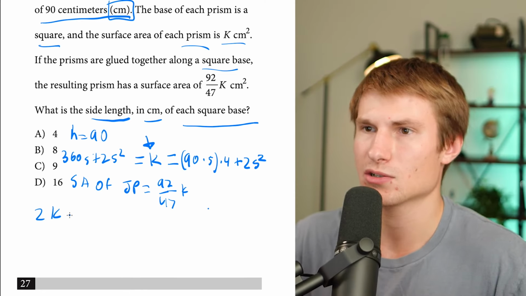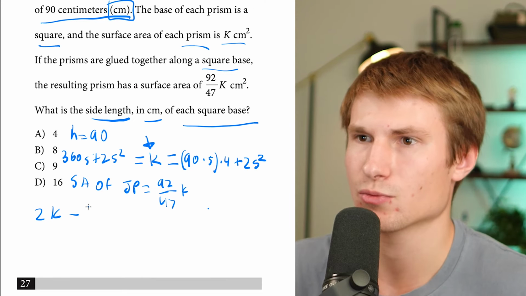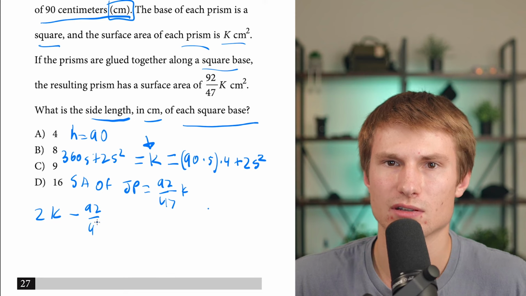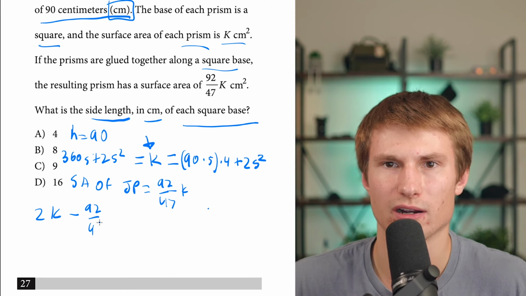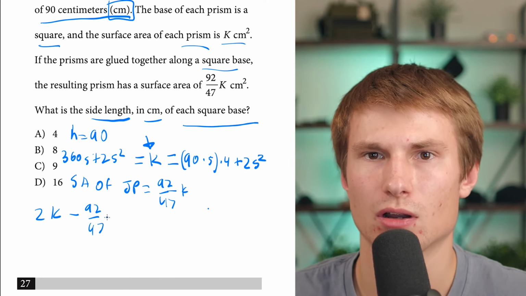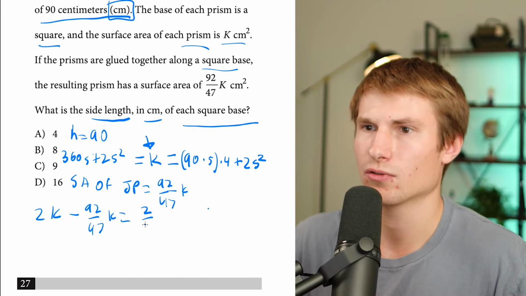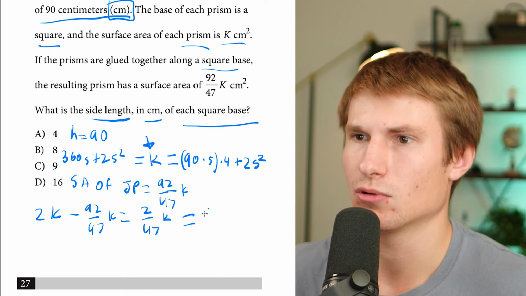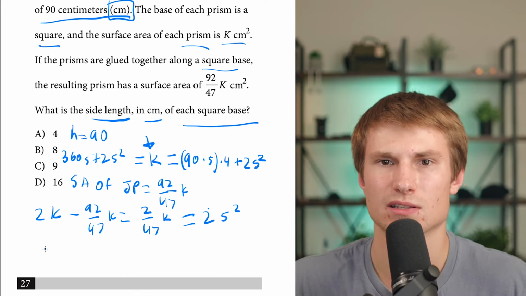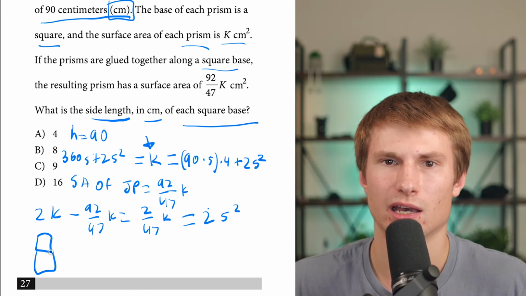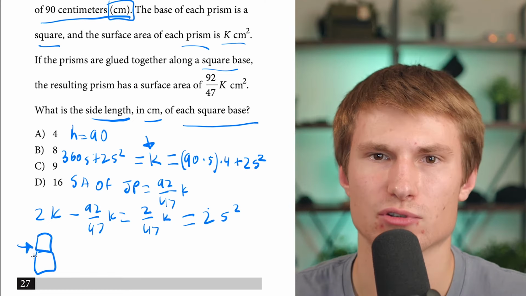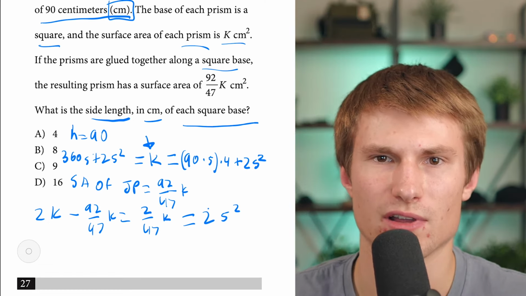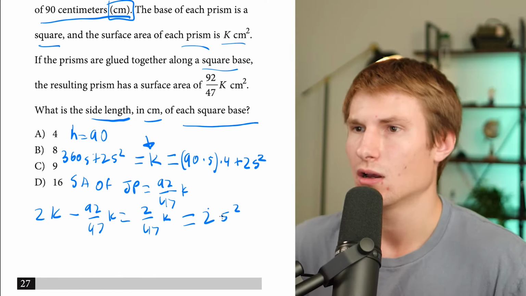Now we want to get to what the side lengths are. So let's go ahead and subtract what the surface area is of the joined prism. And that will give us the surface area of the 2 squares that are joined together. Okay, so that'll give us 2/47K, right? And then that's going to equal 2S squared, since if I draw this out, it's the value right here, right? We have those 2 square sides that are glued together that are now missing on the surface area. All right, so that's 2S squared.